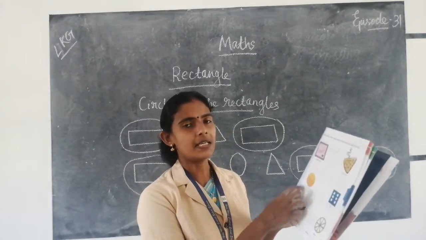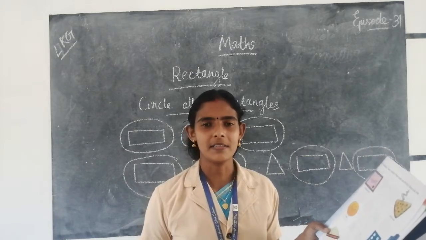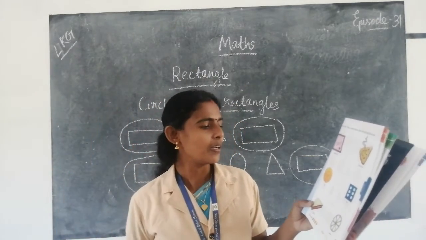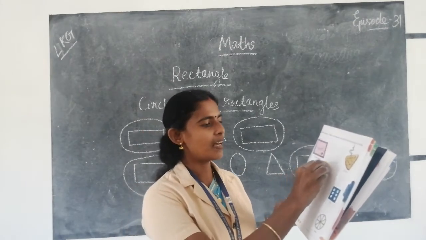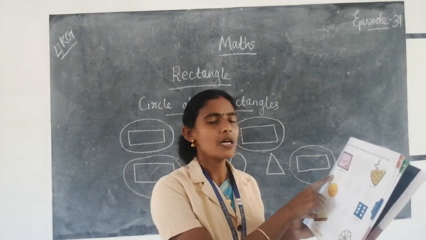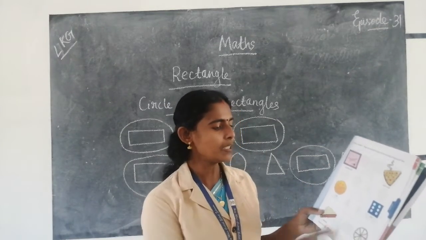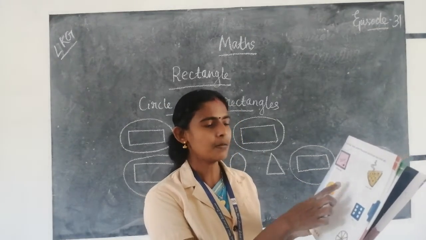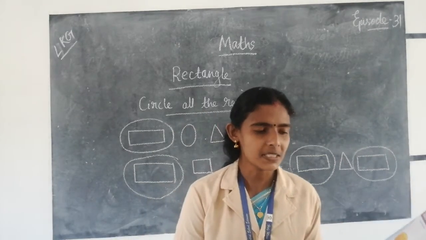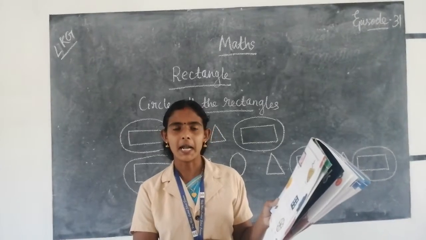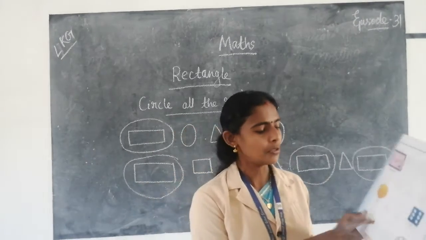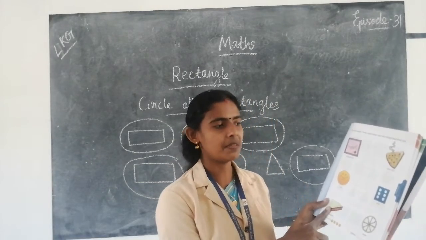Then sun. Sun is the shape of circle. Circle, round. So you have to match circle. Can you understand? And the handkerchief is the shape of square. So you have to match square. Then the sandwich is the shape of triangle. Say triangle. So you have to match triangle and sandwich.